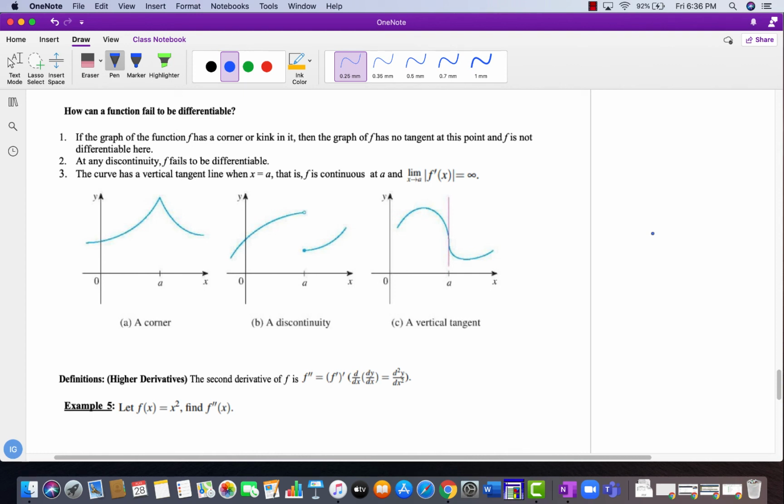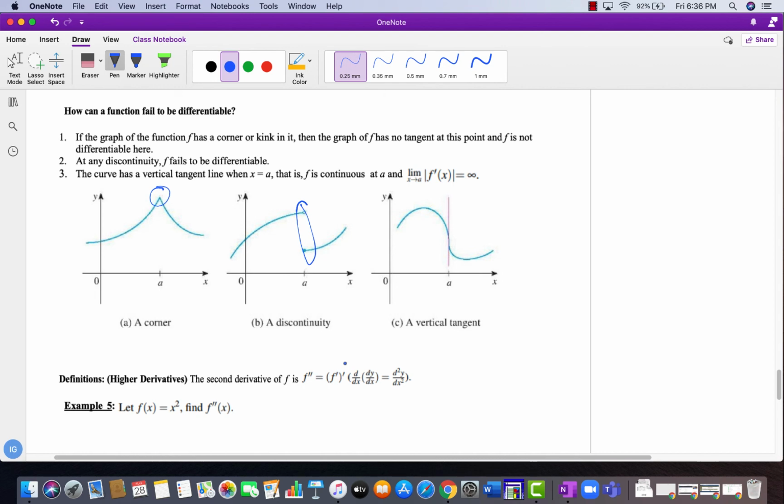So it says, how can a function fail to be differentiable? So there's 3 things. One, if the graph of the function has a corner, so basically kind of like this, right? It's pointy. Then the graph has no tangent at this point. F is not differentiable here, okay? 2, at any discontinuity, f fails to be differentiable. So here it is not continuous at a. Why? Because it jumps. That means it's not differentiable at this point here.